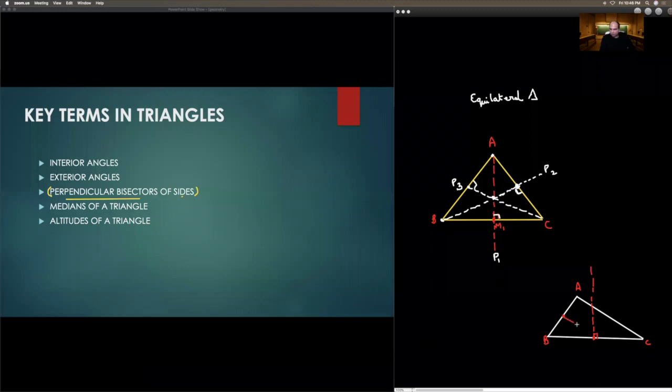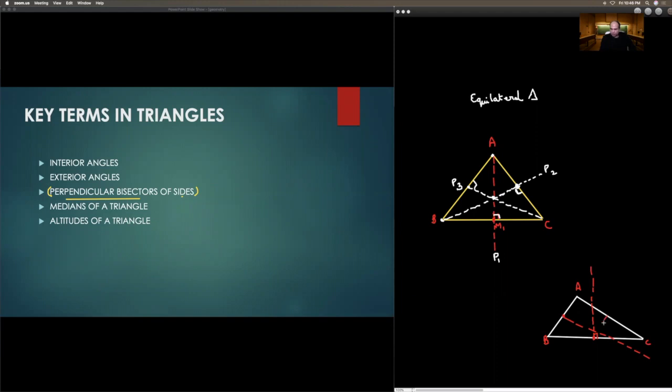So if I draw the perpendicular bisector of this, it might pass. It might not. Actually, it will most of the time not pass through. So C, it will bypass C. And likewise, the perpendicular bisector of AC.